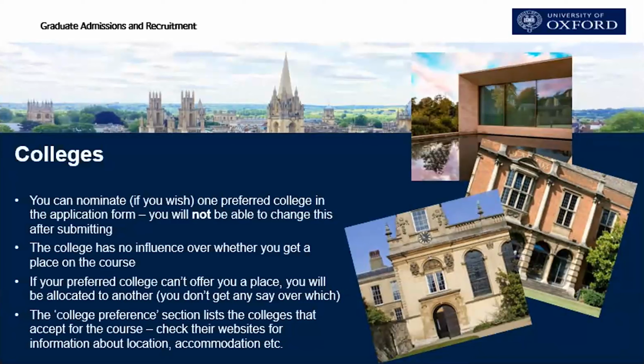About 40% of people don't nominate a college preference. That's absolutely fine. You'll get placed at one, and it has no bearing on your chances of getting accepted onto the course. The course decision is entirely made by the academic department.